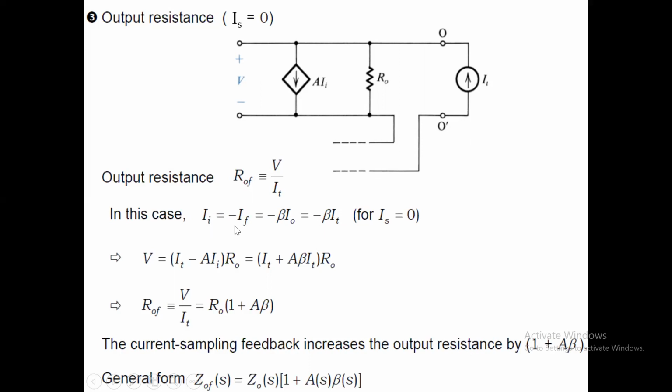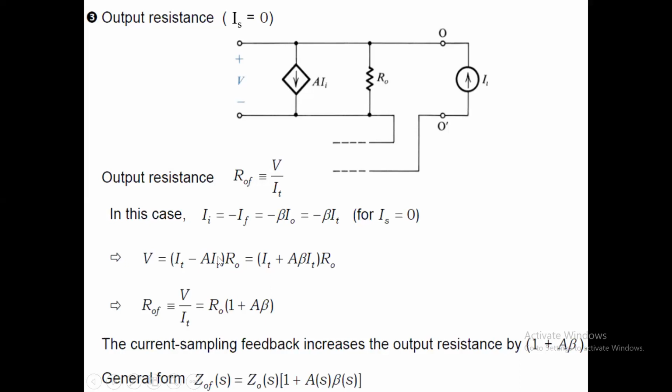So now, the V value here is the voltage across R naught, and the voltage across R naught can be considered in terms of the current flowing through it. This current is going like this, and part of it is going out here. So the current over here will be IT minus A II, and that multiplied by R naught gives us the value of the voltage over here. So V is equal to (IT minus A II), that is the current flowing through R naught, multiplied by R naught.